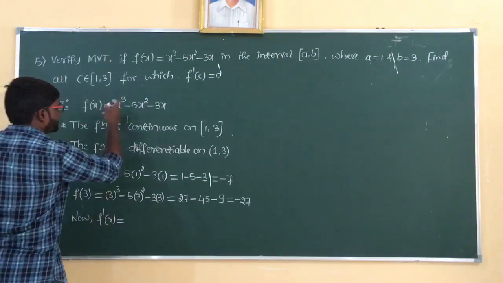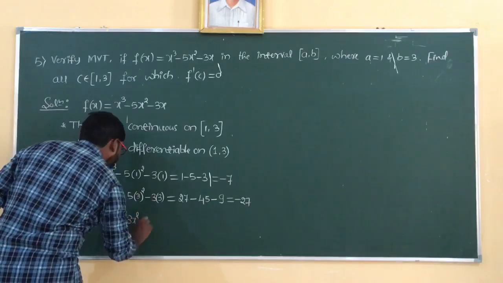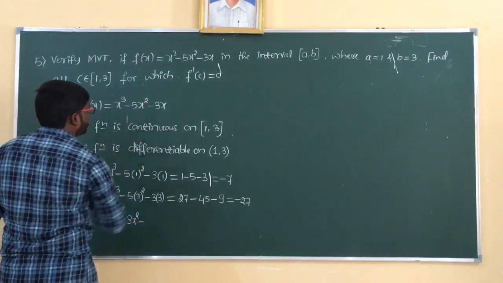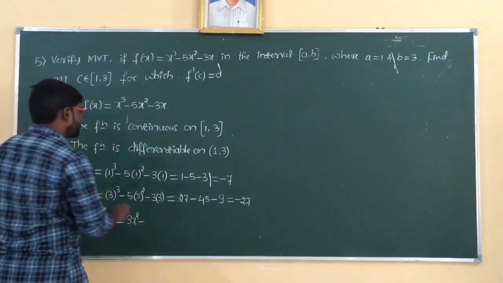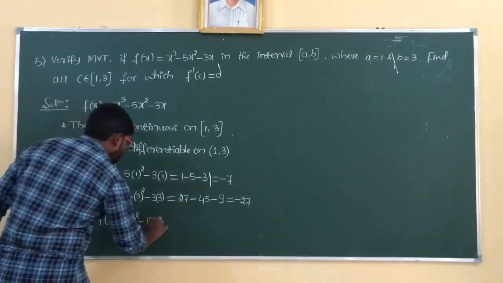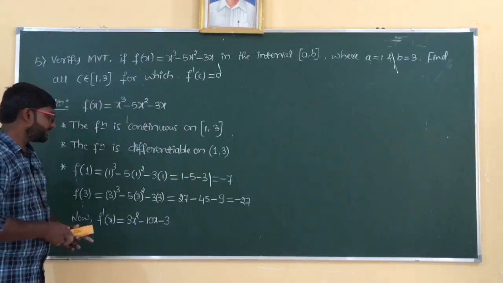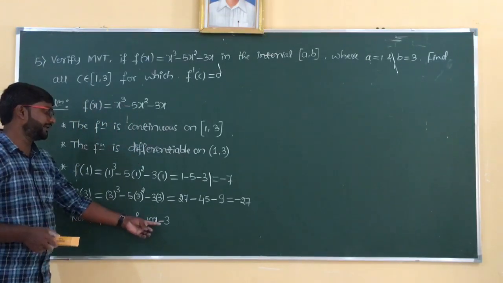Now f dash of x is equal to the derivative of x cube, which is 3x square, then minus the derivative of 5x square, which is 10x, minus 3. So f dash of c will be 3c square minus 10c minus 3.